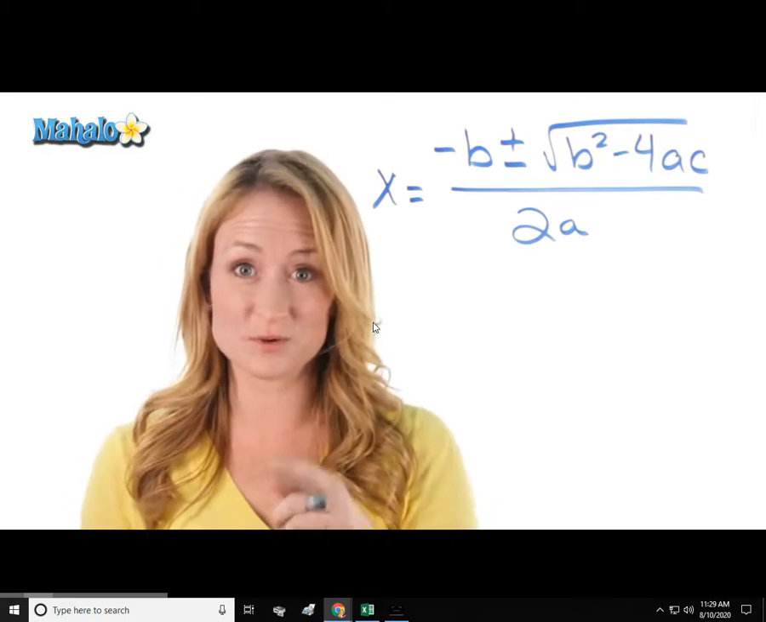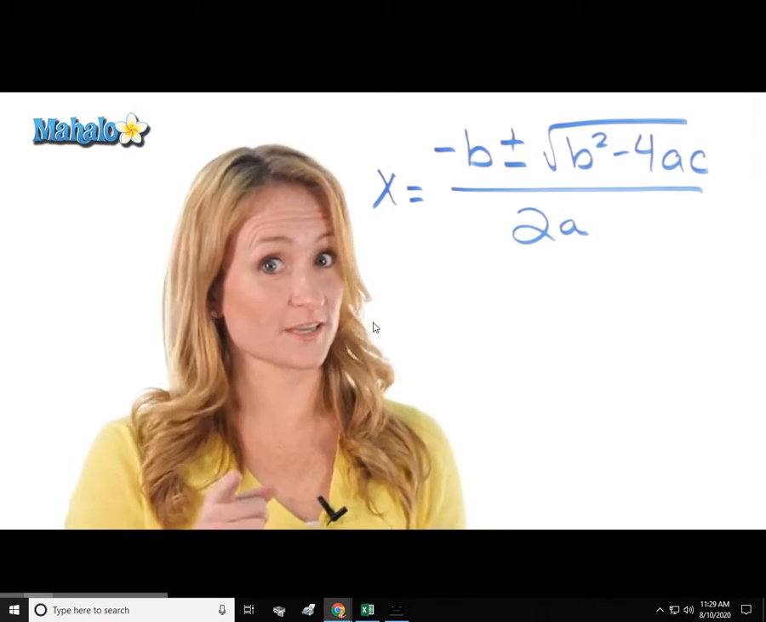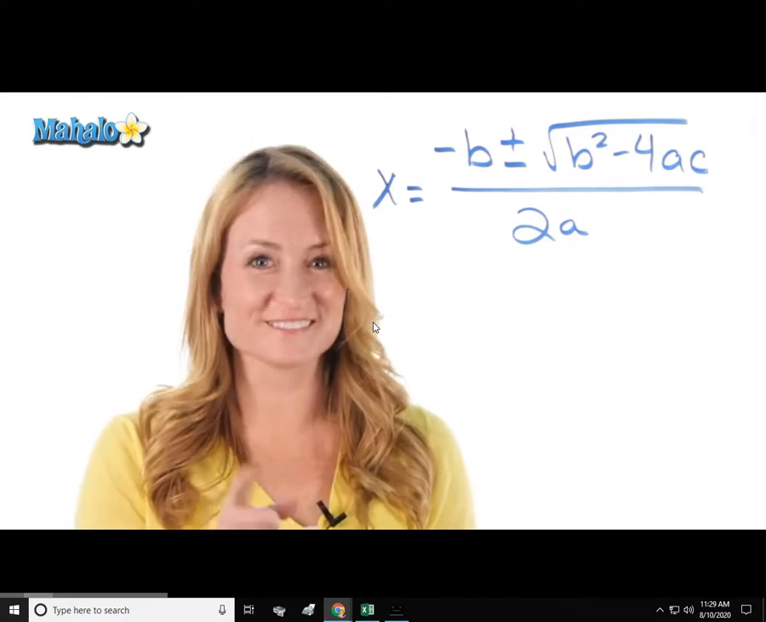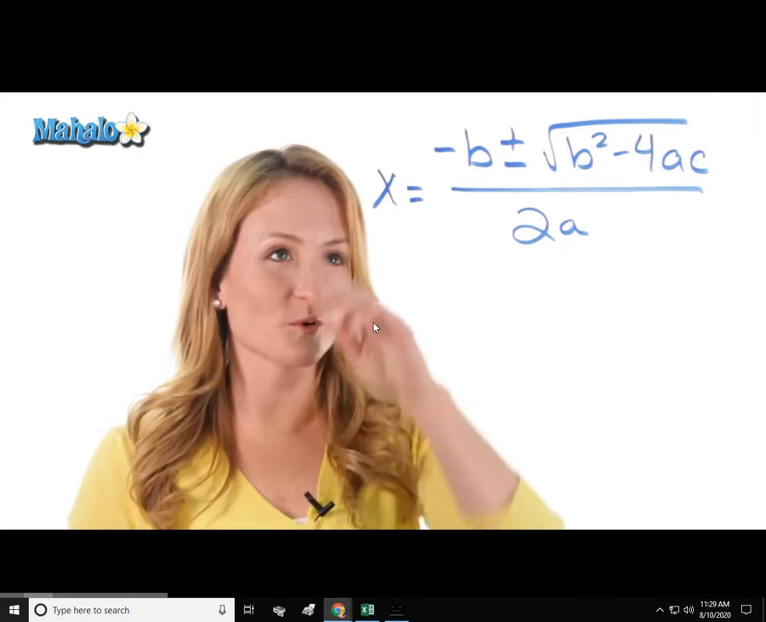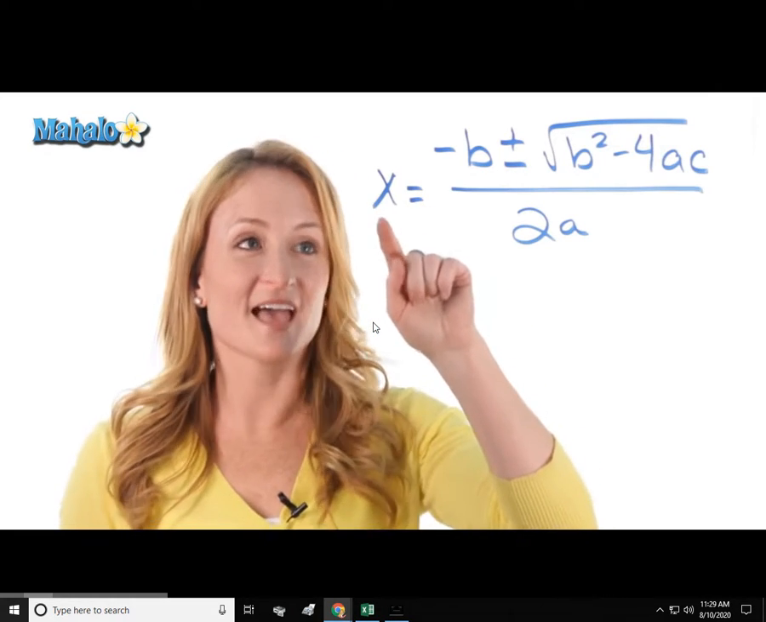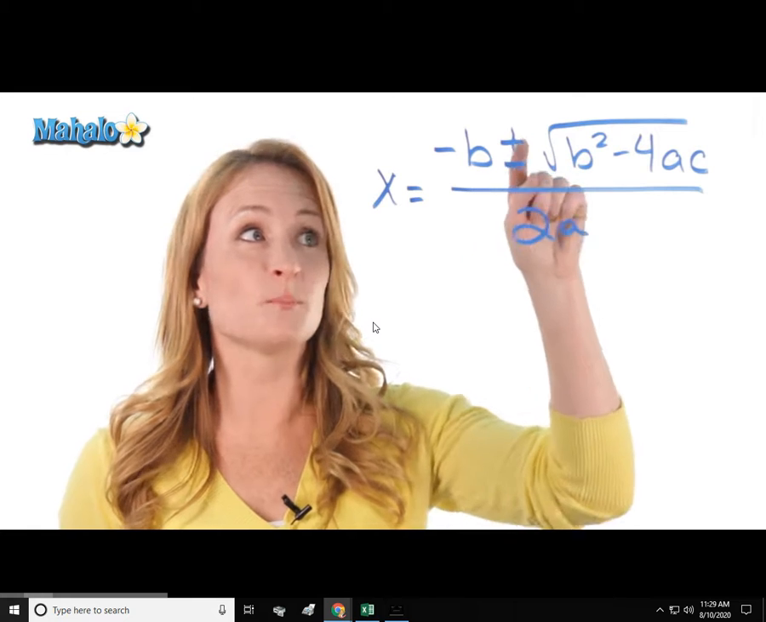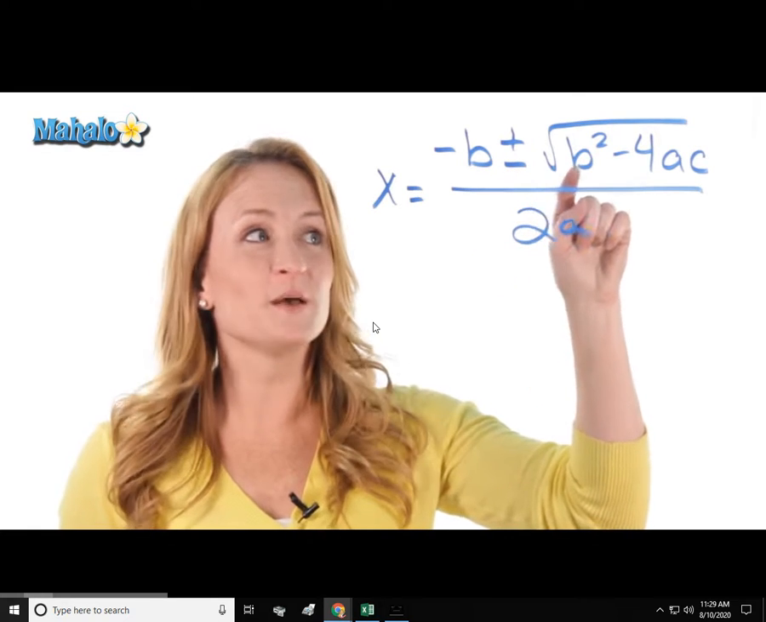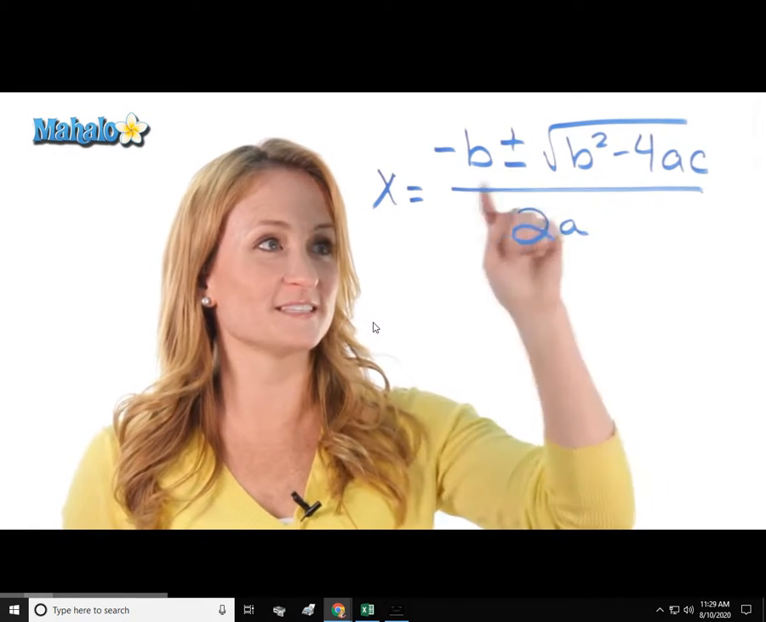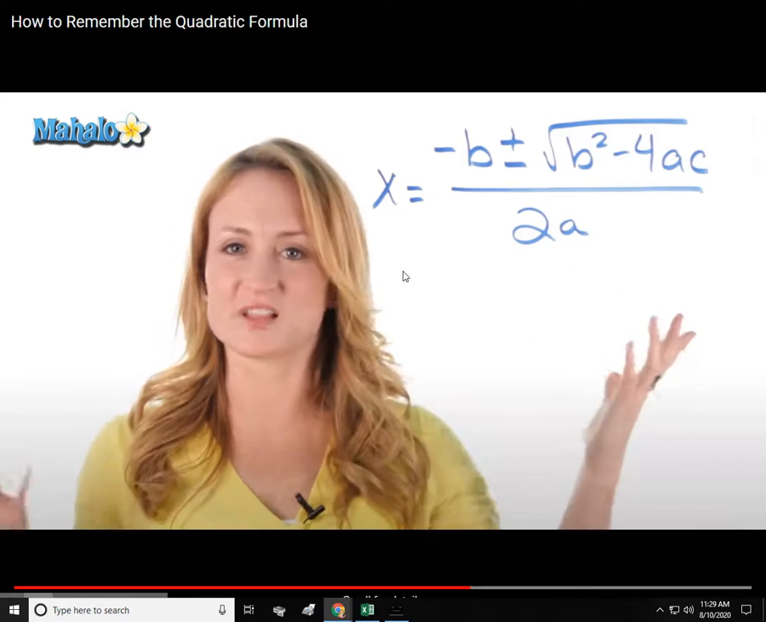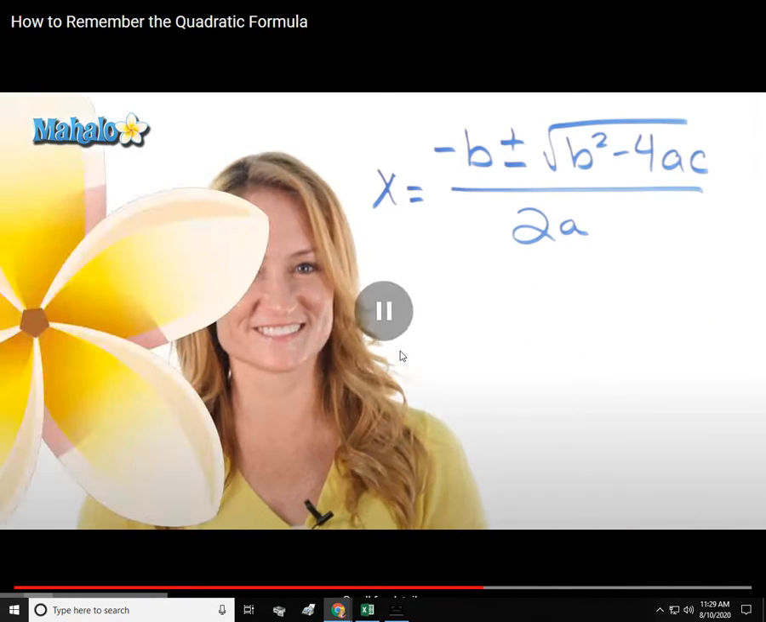Let's try it again. You're going to sing with me this time. No, seriously, we're going to sing. I know nobody's around. Sing it with me. Remember, it's row, row, row your boat. So here we go. X equals opposite b plus or minus the square root b squared minus 4ac divided by 2a. Learn this, you'll never forget it.